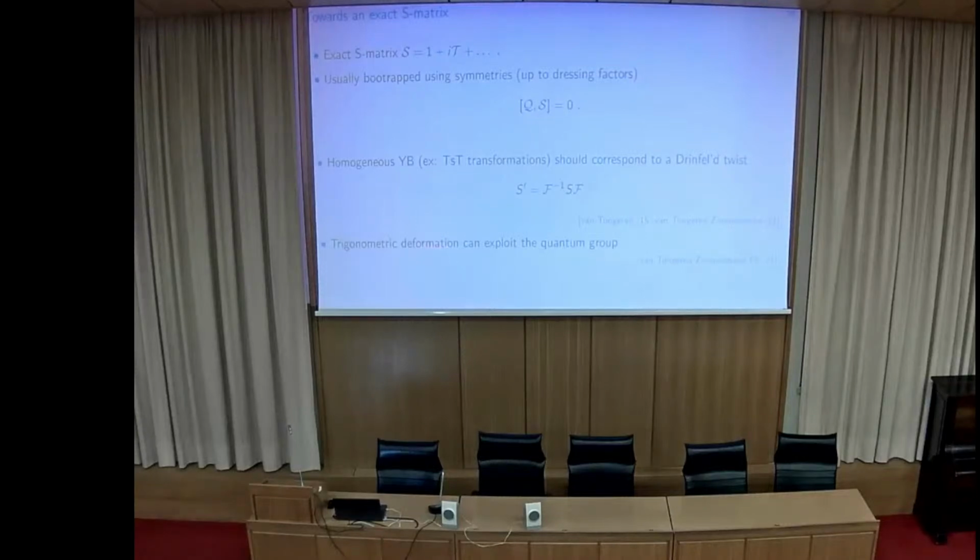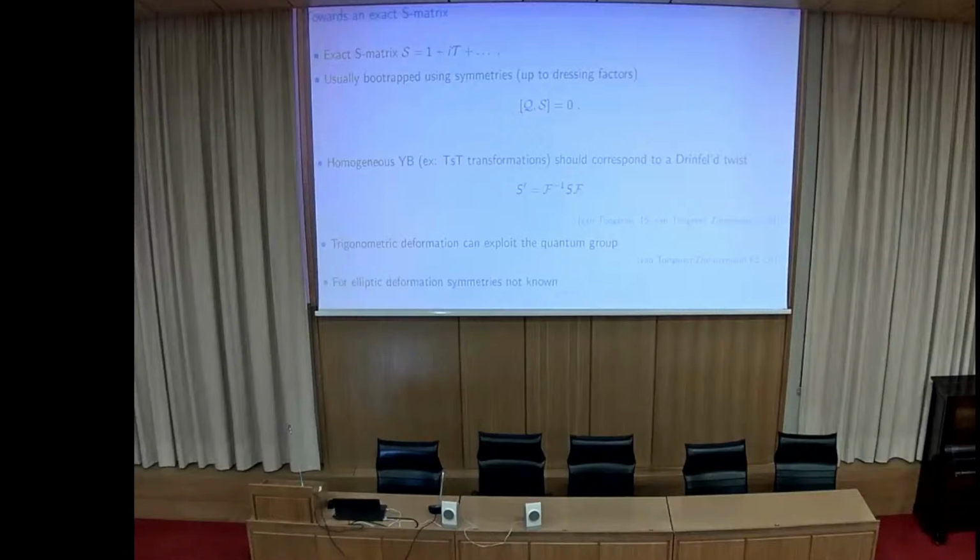For the trigonometric deformation, which actually corresponds to the inhomogeneous Yang-Baxter deformation, we can also exploit this quantum group symmetry, which is hidden, but still very powerful in order to constrain the Beisert-type S matrix. Also in that case, it's possible to write down an exact S matrix, at least up to dressing phases, where one needs to impose additional constraints in order to obtain those.